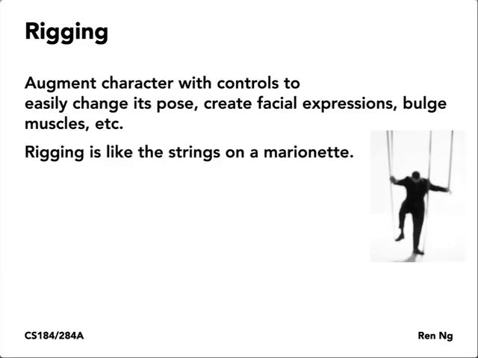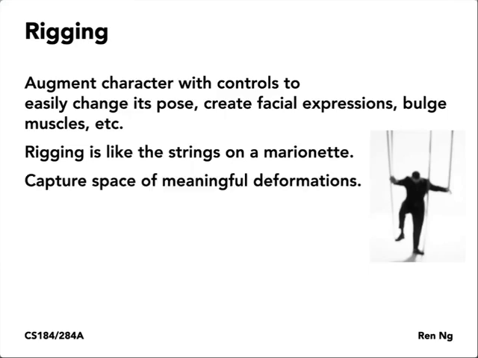You can think of rigging as like the strings on a marionette. Marionette's like a puppet. So the puppet strings allow us to control the movements of the puppet from afar. And rigging is like software controls that allow us to do a similar thing for digital character animation.